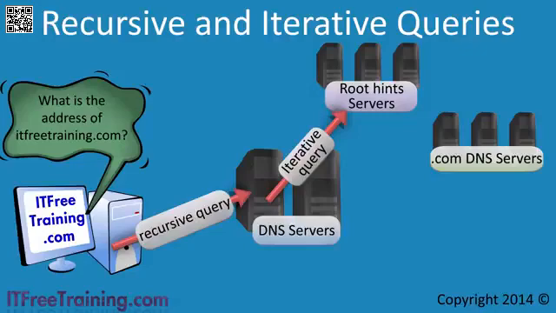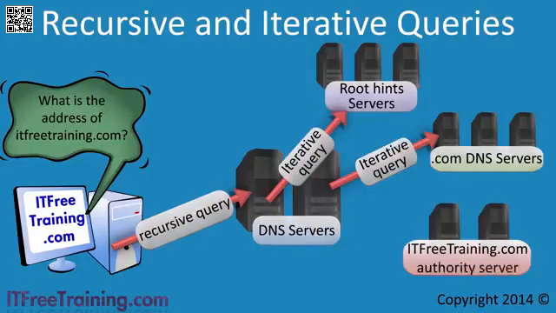Now that the DNS server has the addresses of the .com servers, it will send a second iterative query to the .com servers asking if they know how to resolve itfreetraining.com. These DNS servers will also not know how to resolve itfreetraining.com. However, they will return the addresses of the authority DNS servers for itfreetraining.com. Using this information, the DNS server can send a third and final iterative query to the itfreetraining DNS server and obtain the IP address for itfreetraining.com.